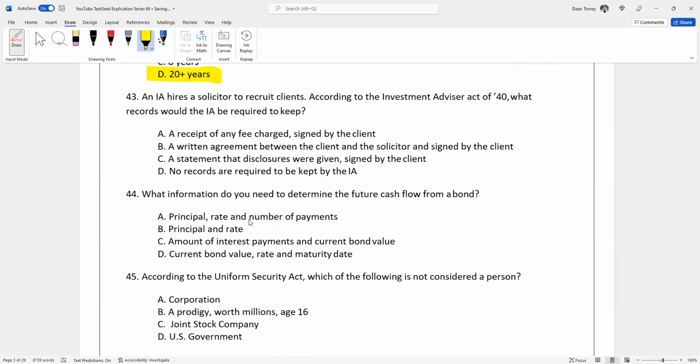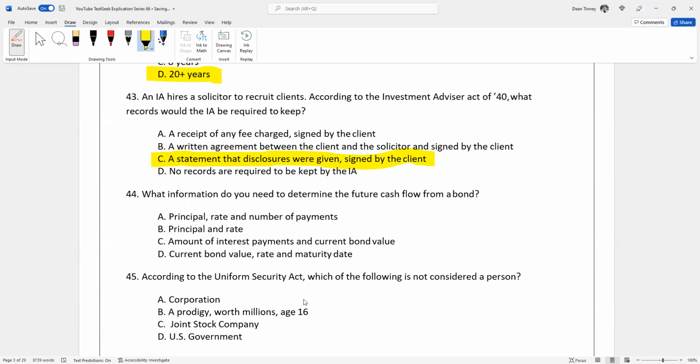An investment advisor hires a solicitor to recruit clients. According to the Investment Advisers Act of 1940, what records would the investment advisor be required to keep? Remember, as a third-party solicitor, I have to give you a brochure that explains who I am, in this case Comma Global Investments, that was my broker-dealer, and who the investment advisor is, in this case Carlyle. And give you their Form ADV Part 2 brochure. Then I get you to acknowledge that I've explained this so you understand that these are two separate parties.